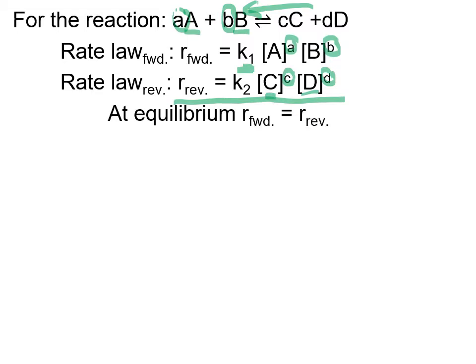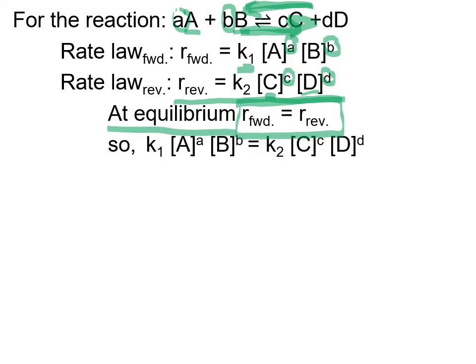Now, at equilibrium, we know that the rates of the forward reaction and the reverse reaction are going to be equal. That's the definition of equilibrium, where the amount going through the forward reaction is equal to the amount going through the reverse reaction. And it is strictly talking about the rates of those two reactions. So as much product is being produced as products are being turned back into reactants. That's what's happening at equilibrium.